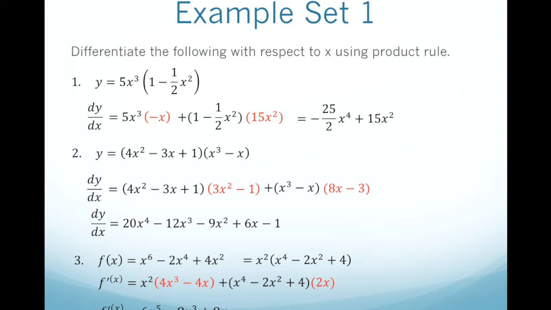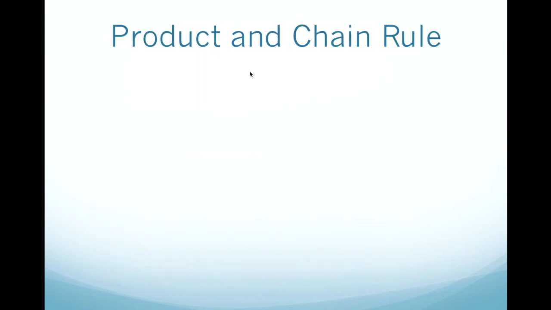Alright, now we can also have product and chain rule. So we can have a function wherein you have to apply two rules, the product rule and the chain rule. Differentiate y is equal to x minus 3 squared times 5 minus 2x to the power of 5 with respect to x. We learned chain rule last time, so better recall it before you proceed to this video.